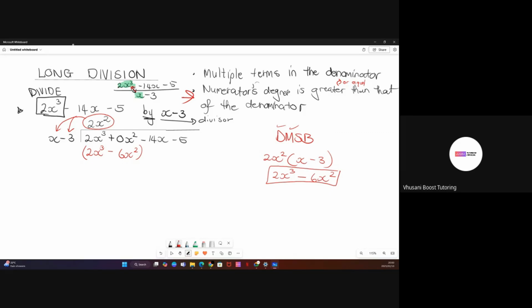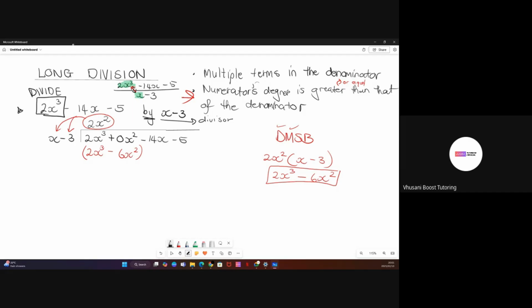Okay, perfect. And the reason why we wrote down the 0x squared is because we do not want to minus this one and this one by mistake. So we want to minus the x squareds together. That's why we write down that x squared, 0x squared.